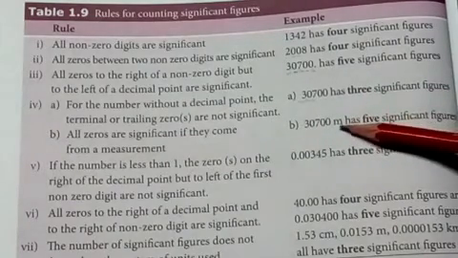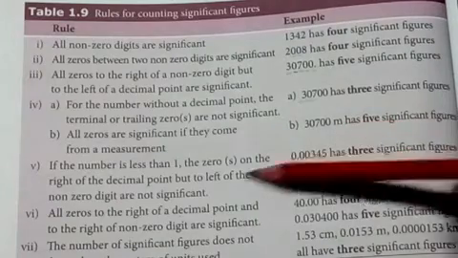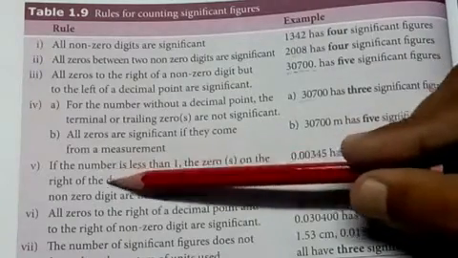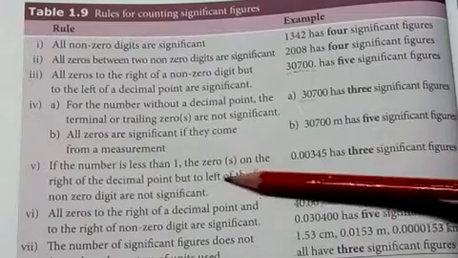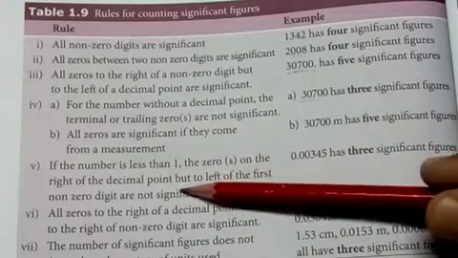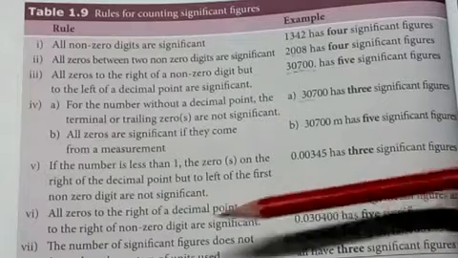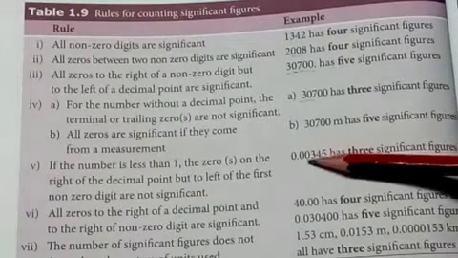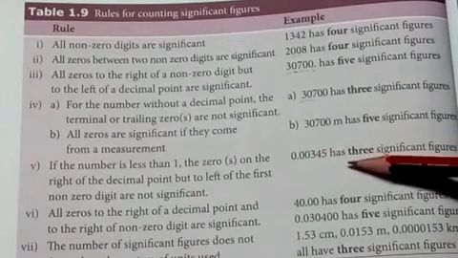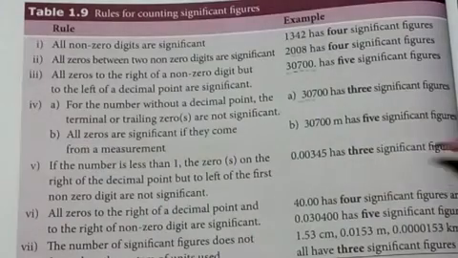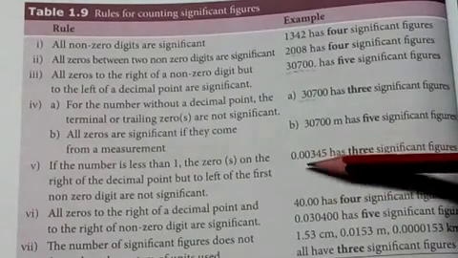Because it comes from a measurement there. Okay, now fifth point there, if the number is less than 1, the zeros on the right of the decimal point but to the left of the first non-zero digits are not significant. Okay, now see this number 0.00345 has 3 significant figures. Why? Because you can see this rule here, this number is less than 1.